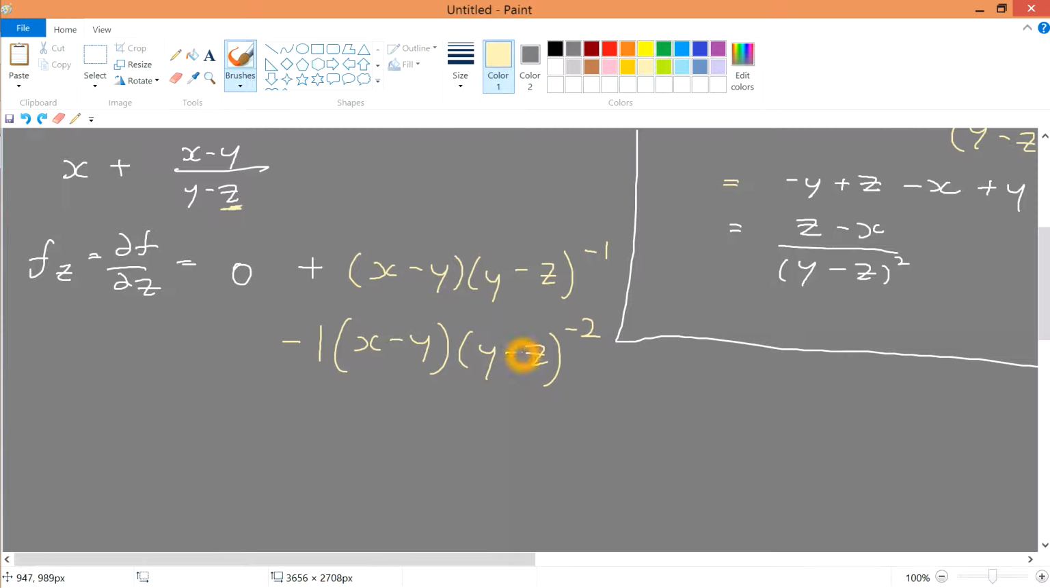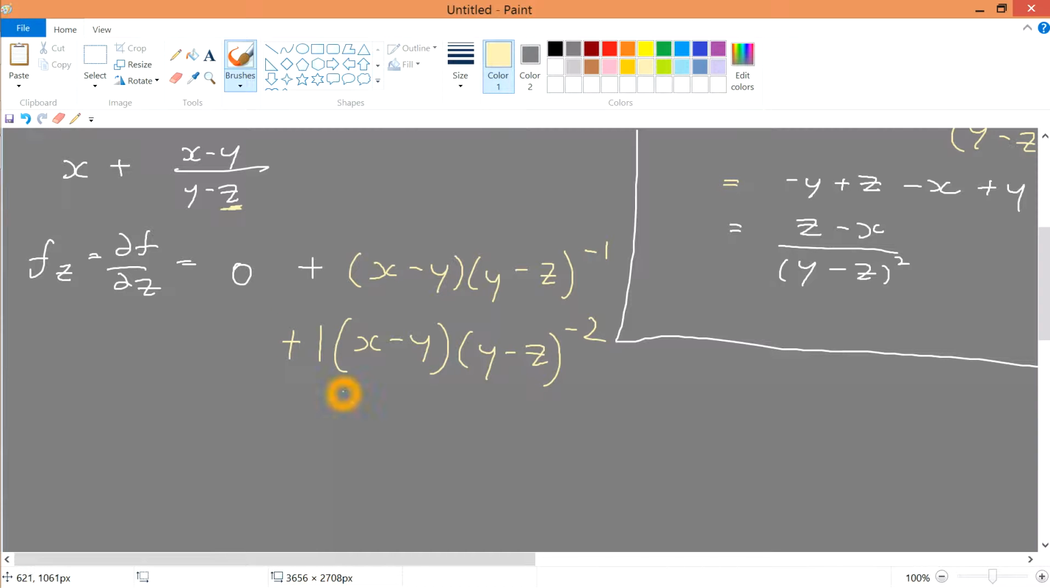So the first thing is to differentiate the exterior one. I bring this down over here, which is what I've written over here, and then I differentiate the inner function. I would have plus 1, minus 1 times minus 1, because if you differentiate this minus z, you have minus 1. So this thing together will become plus 1.